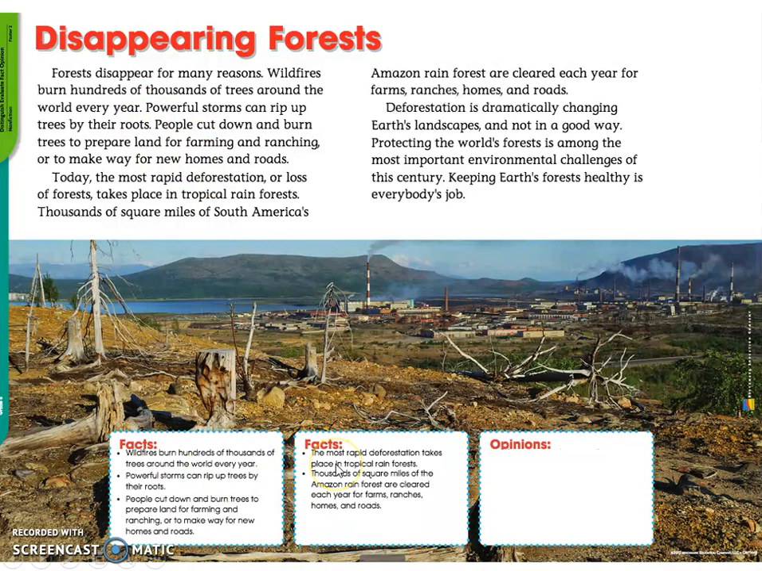Let's look at some more facts. The rapid deforestation takes place in tropical rainforests. Thousands of square miles of the Amazon rainforest is cleared each year for farms, ranches, and homes and roads. Second paragraph, tons more facts. Let's look at the last paragraph.